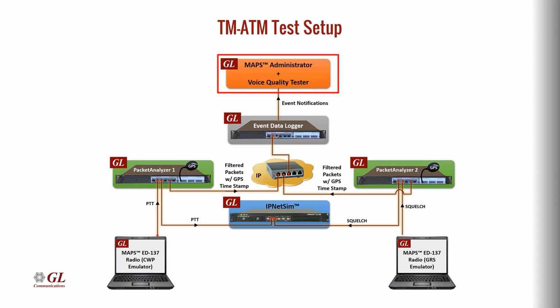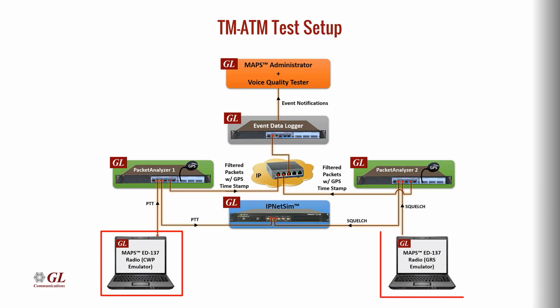At the end, MAPST Administrator calculates delays, queries for voice quality scores, and generates CSV results files. Along with this, we have in the diagram the MAPST ED137 radio controller working position emulator and MAPST ED137 radio ground radio station emulator. Between these two emulators, we will place air-to-ground calls, background as well as foreground calls. We will perform push-to-talk actions, squelch actions, and record audio to files.